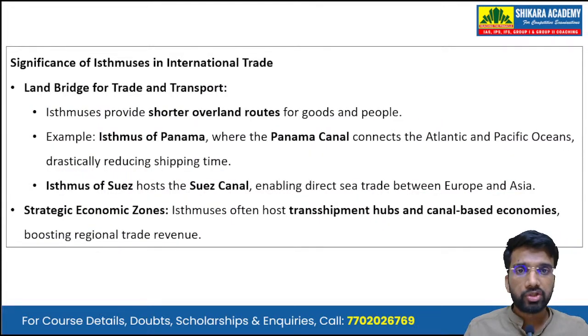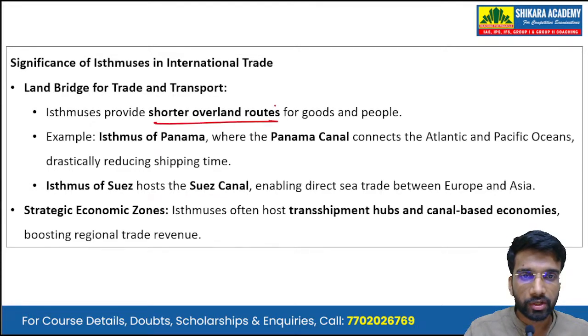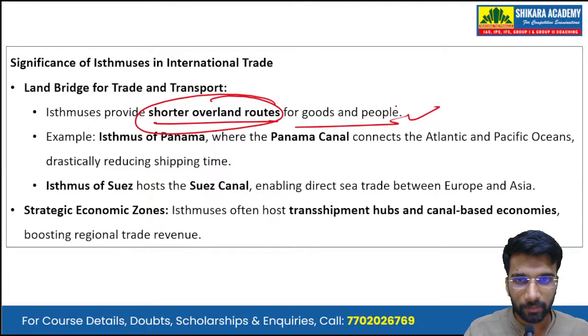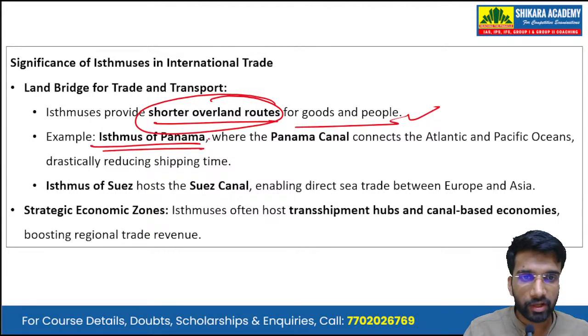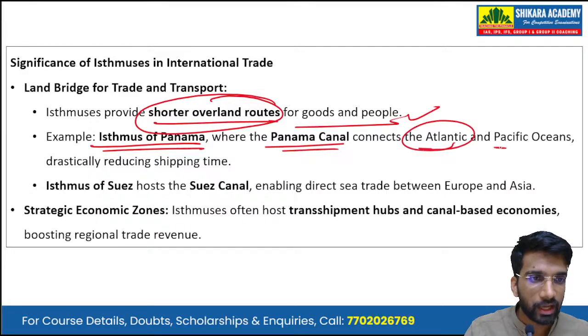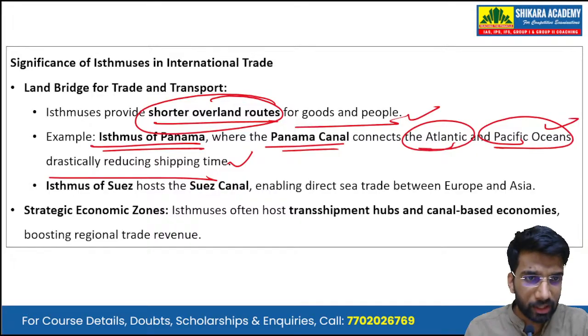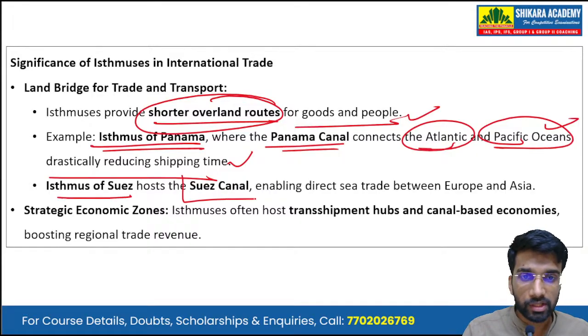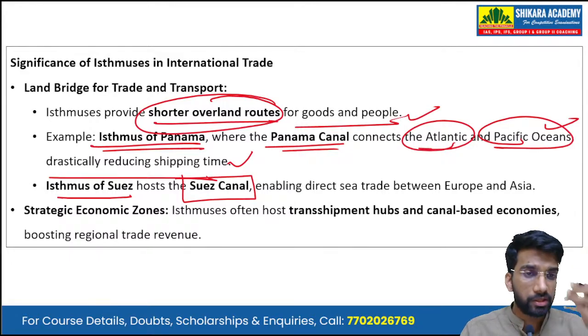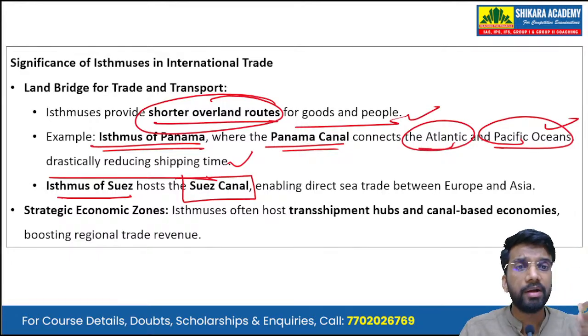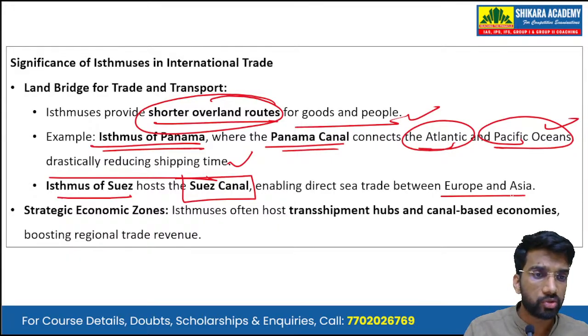Then the significance of isthmuses in international trade. So these are land bridges for trade and transport. Isthmuses provide shorter overland routes for goods and people. Some of the prominent examples are the Isthmus of Panama, where the Panama Canal connects the Atlantic as well as Pacific Oceans, which drastically reduces the shipping time. Then we have the Isthmus of Suez, which hosts the Suez Canal. And the Suez Canal and the Panama Canal enable direct sea trade between Europe and Asia.